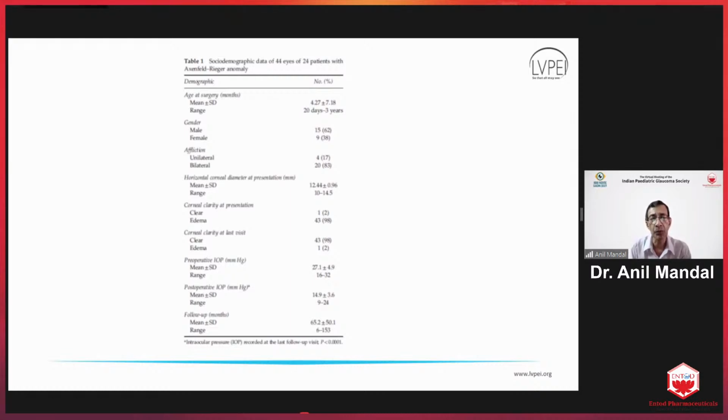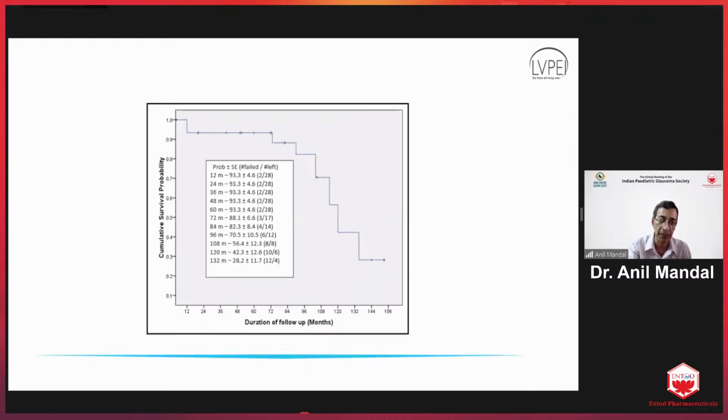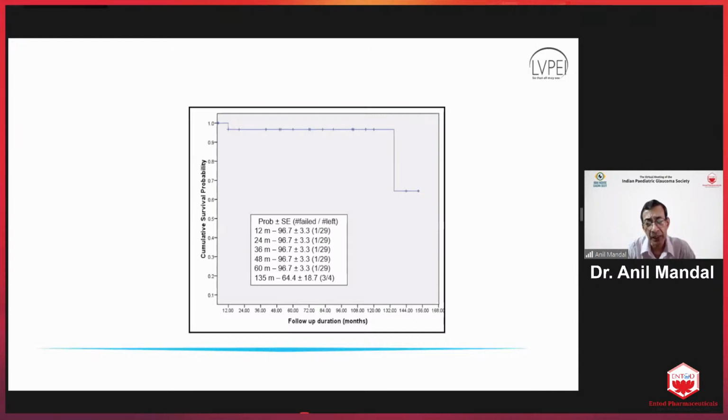We included patients up to 3 years of age. Only 1 patient had a clear cornea. The rest of the patients had corneal edema at presentation. The success rate we see here: the success rate of 93% was maintained till 5 years of follow-up, and then decreased gradually at the end of the 10th year. Success rate without any medication reduced to approximately 42%. Now, when we added 1 anti-glaucoma medication in the form of timolol maleate, or 2 medications in the combination of timolol and dorzolamide, the success rate again improved significantly.